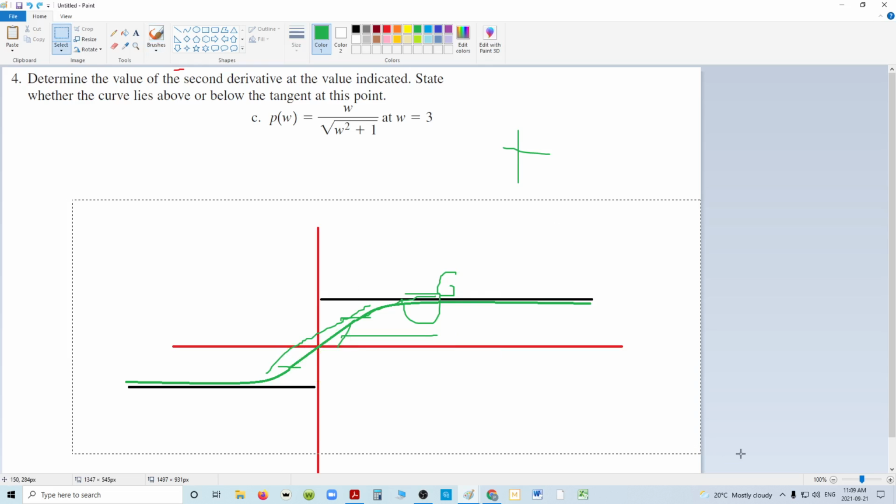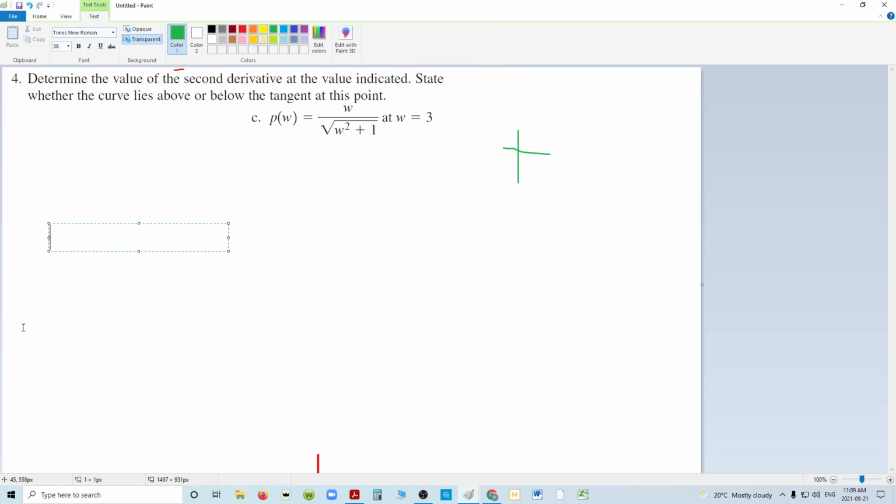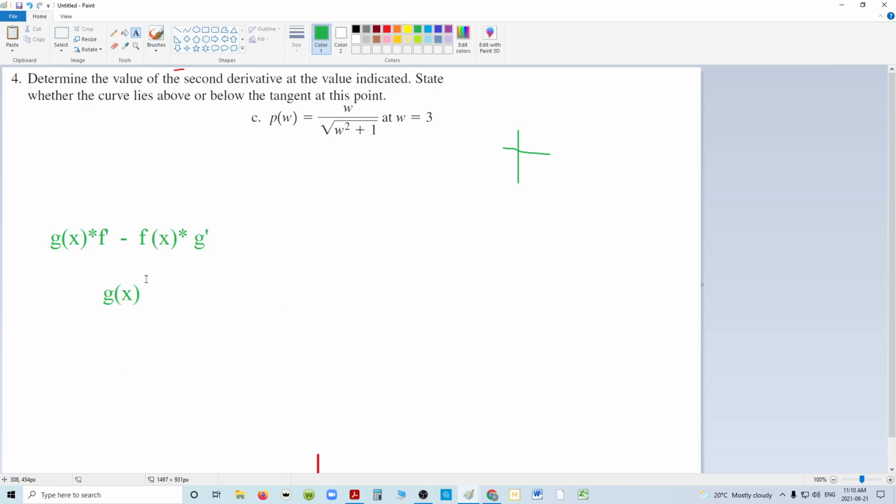So the quotient rule says I'm going to take the bottom, let's call it the denominator function, and multiply it by the derivative of the numerator function. I'm going to subtract the numerator function times the derivative of the denominator function, all divided by g of x squared. I'm going to square the denominator.